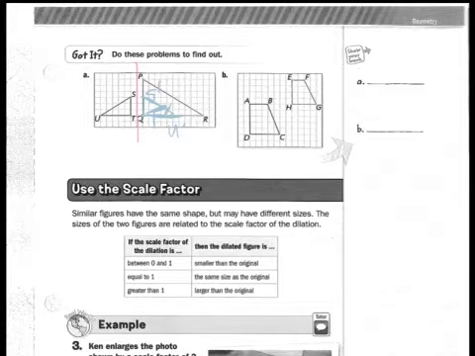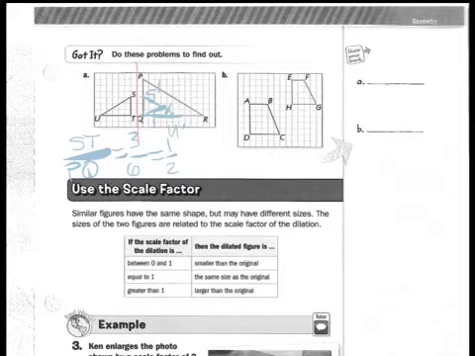And now remember, I want to set up ratios of my side measurements. So if I start with my smaller triangle, side ST would be similar to PQ. If I count how big ST is, it's 3 units. And if I count how big PQ is, it's 6 units. And that reduces to 1/2.